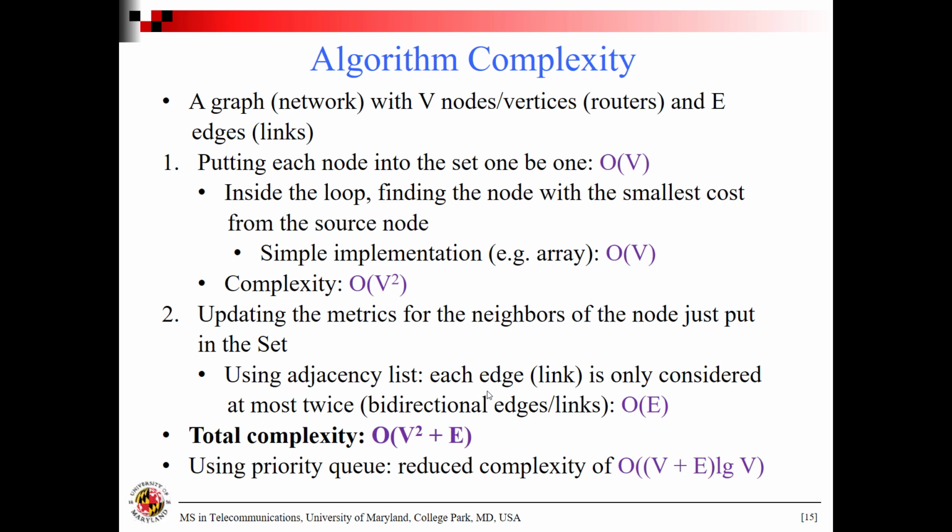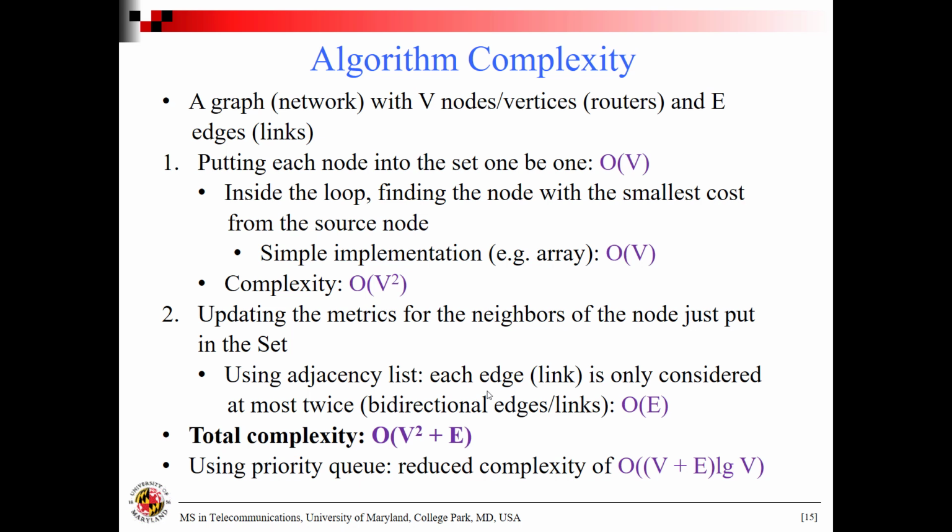So at the end of the day, you would end up with something like order of V squared, if you really just want to look at the first order effect of things. So it will be roughly quadratic in the number of vertices, or the number of nodes, or the number of routers in the network. However, if you want to increase efficiency, you can do that. Then you can use a more advanced data structure.